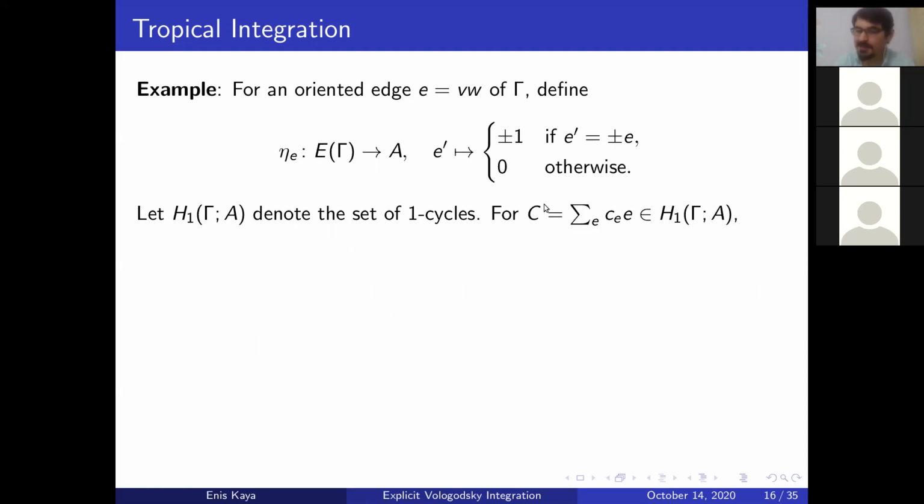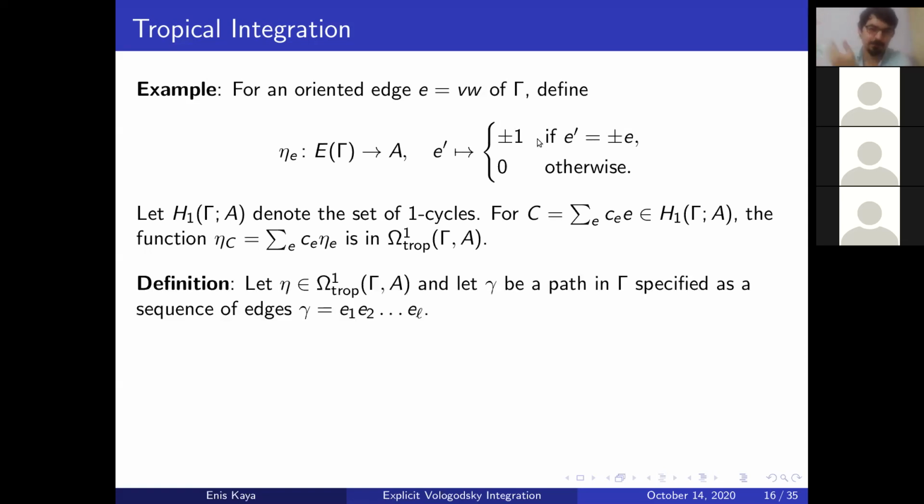And if we have a cycle C in our graph gamma, then the function defined like this, eta C. I mean, here we consider these the same constants, but for E, we get this eta E defined right here. And this will be a tropical one-form. The first condition is clear, and the second condition comes from the fact that C is a cycle. So the cycle condition on the left-hand side will give you the harmonicity condition on the right-hand side.